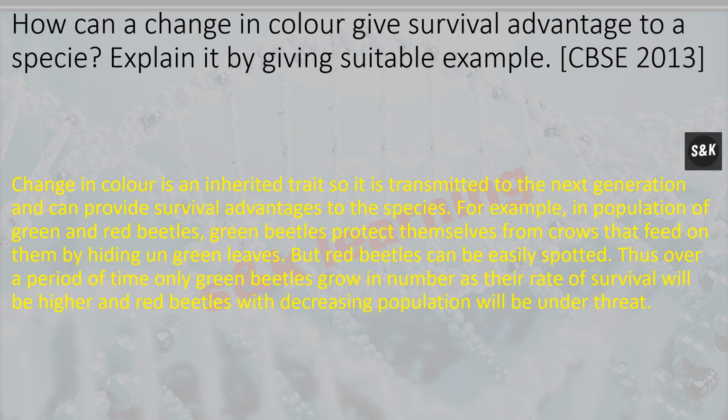How can a change in color give survival advantage to a species? Change in color is an inherited trait, so it is transmitted to the next generation and can provide survival advantage to the species. For example, in a population of green and red beetles, green beetles protect themselves from crows that feed on them by hiding in green leaves, but the red beetles can be easily spotted. Thus, over a period of time only green beetles grow in number as their rate of survival is higher and red beetles will decrease in population.